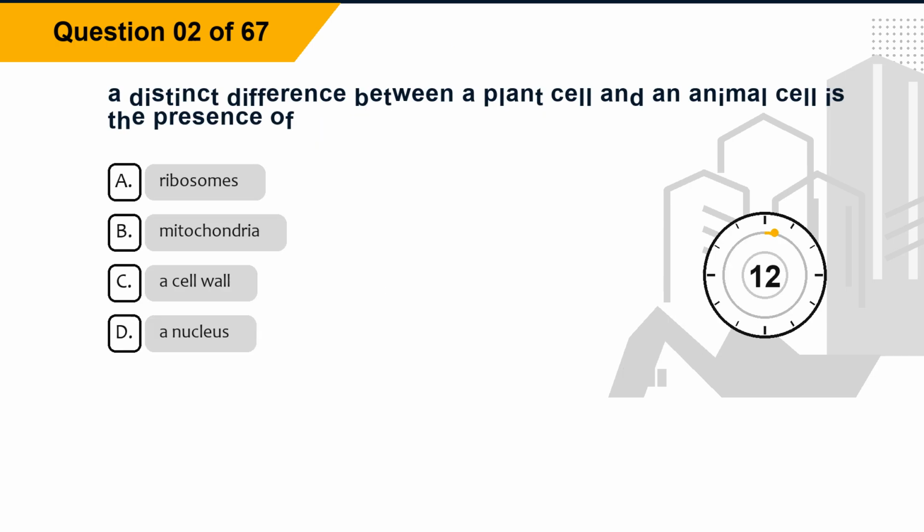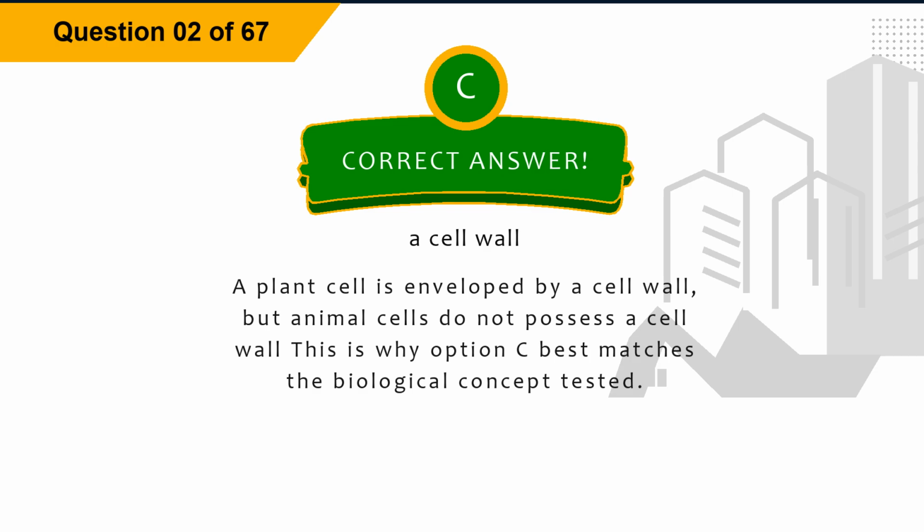Question 2. A distinct difference between a plant cell and an animal cell is the presence of option A, ribosomes. Option B, mitochondria. Option C, a cell wall. Option D, a nucleus. The correct answer is option C, a cell wall. Explanation. A plant cell is enveloped by a cell wall, but animal cells do not possess a cell wall. This is why option C best matches the biological concept tested.